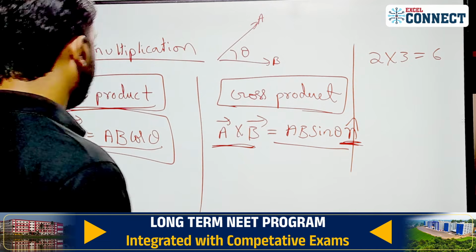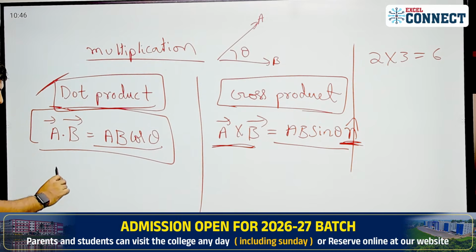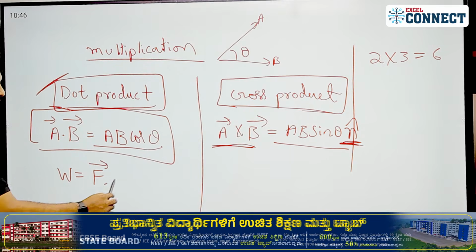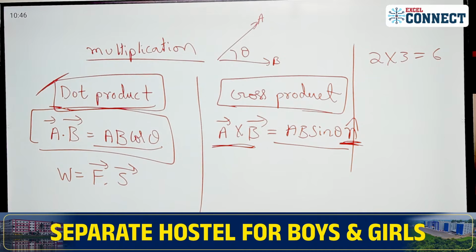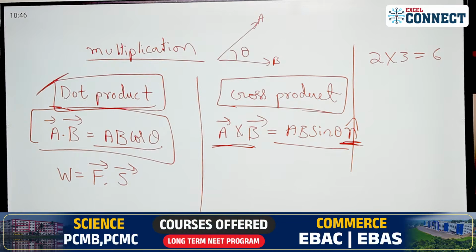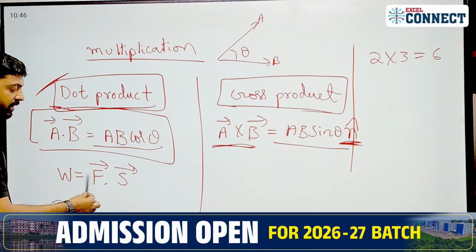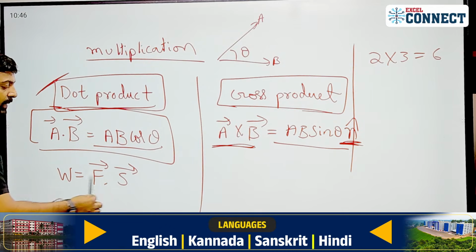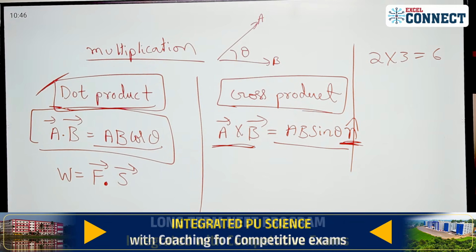Sometimes we are in need of finding dot product. For example, work done is dot product of force and displacement, okay. What is the formula for work done? Work done is force into displacement. These two are vectors. You already know force and displacement are vectors. Since we are multiplying them, here the dot product function is used, okay.